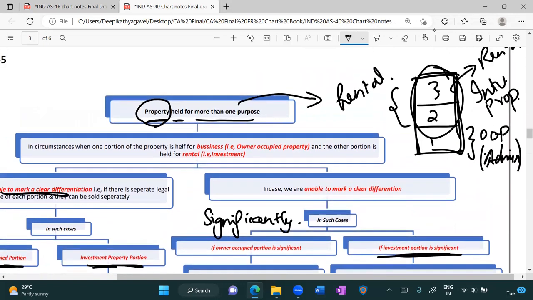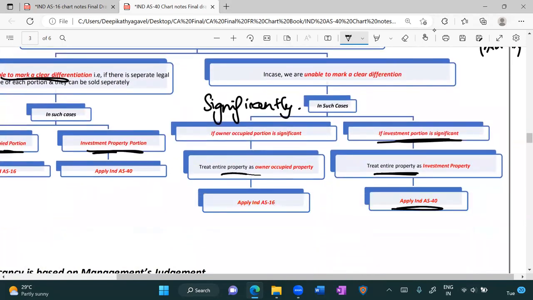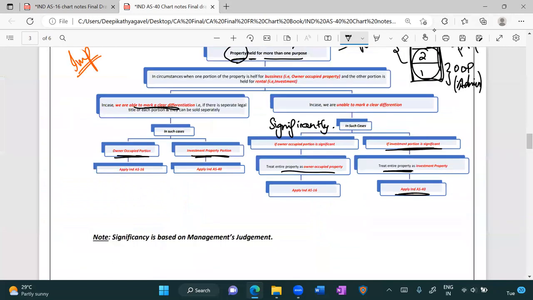Similarly, if the example was different, and I am having the first and second floor for owner occupied property, and only the third floor is given on rental, then here the significant portion is of owner occupied property. Then the standard says, if you are not able to make a clear differentiation, there is no separate legal title, then since the significant portion is of owner occupied property, I will treat the entire property as owner occupied, and Ind AS 16 will apply.